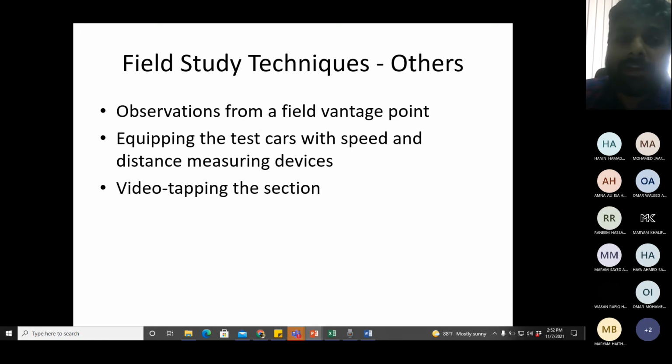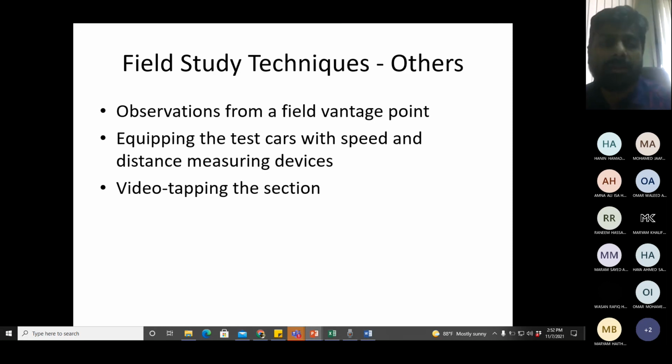Second point, I've already talked about it. So advanced variation of test cars: put a distance and time measuring device with the car itself, which will be integrated with the movement of the car. Or you can videotape the section. Now, videotaping can replace the license plate technique. So you have a camera at the entry point, a camera at the exit point. Later on, from the videos, you match the license plate numbers and you find out their travel time. So this is videotaping using the basis of the license plate technique.